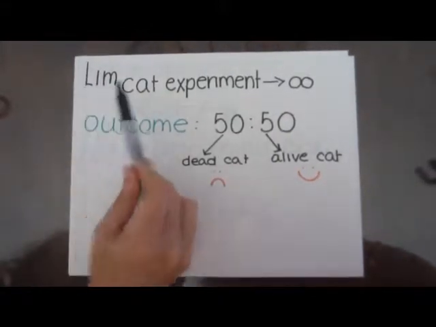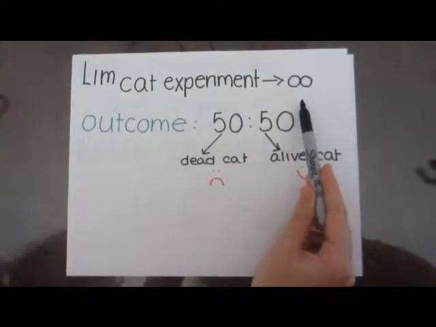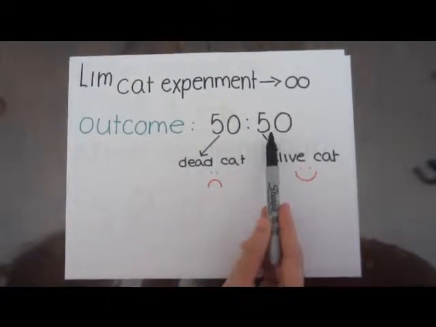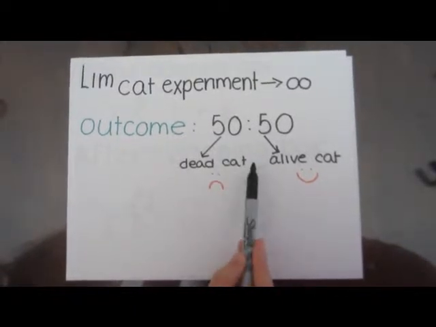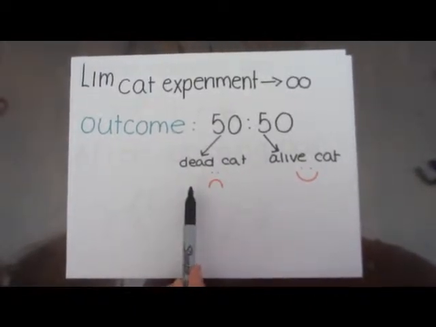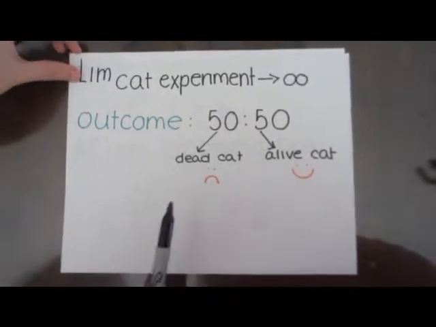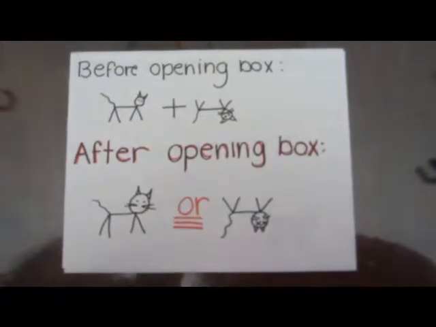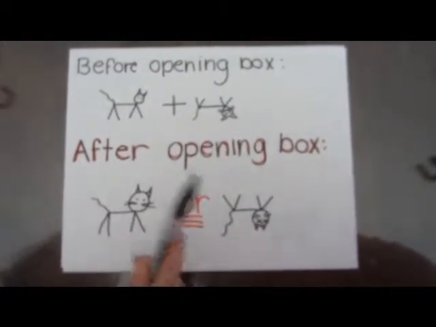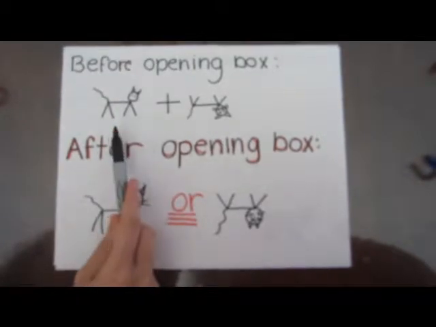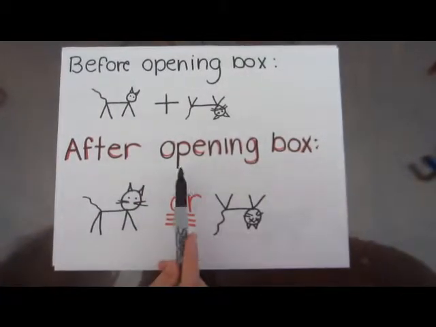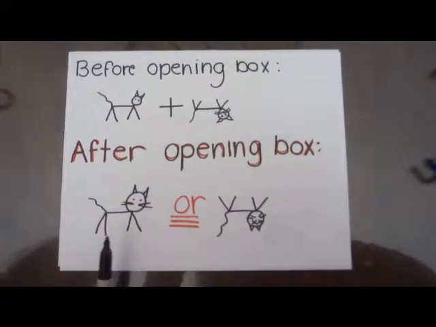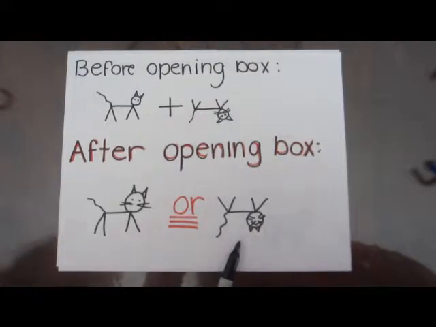So the limit of the cat experiment as it approaches infinity and gets repeated an infinite number of times is a 50-50 ratio if the box were to be opened. Number 1, the dead cat, and number 2, the cat's alive. So before we open the box, the cat could be thought of as both dead and alive. But after opening the box and satisfying our curiosity, the cat has to either be alive or dead.